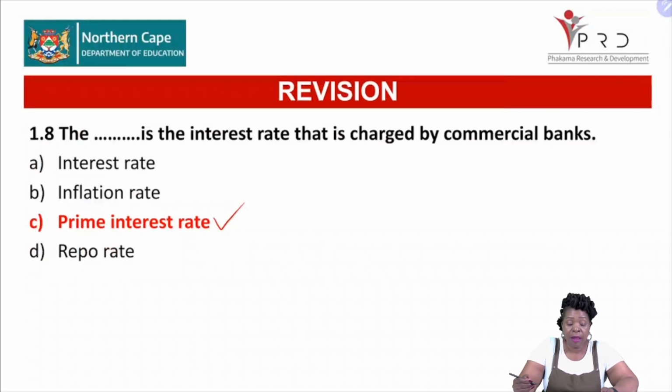So remember, there are two types of interest. We've got the repo rate and the prime interest rate. The repo rate is charged by the Reserve Bank, and the repo rate affects the prime interest rate, which is charged by the commercial banks. So if the repo rate rises, the prime interest rate will also rise. If the repo rate is reduced, the commercial banks will reduce their prime interest rate.